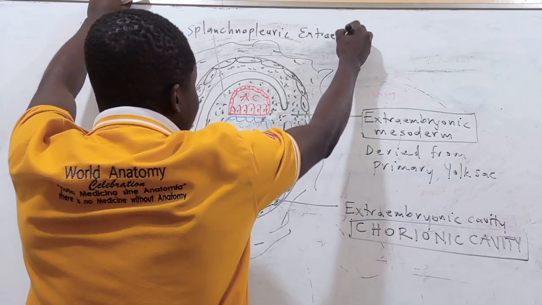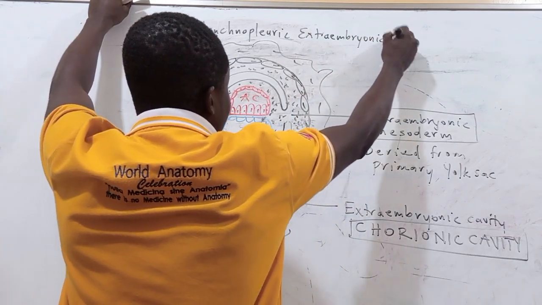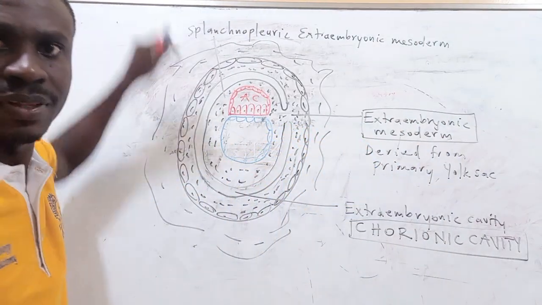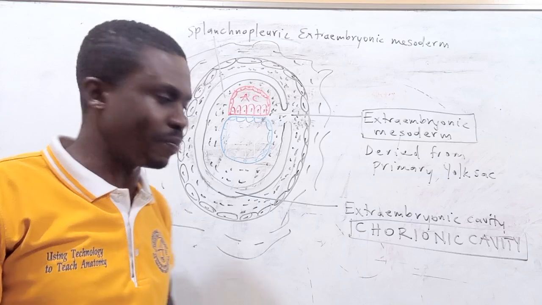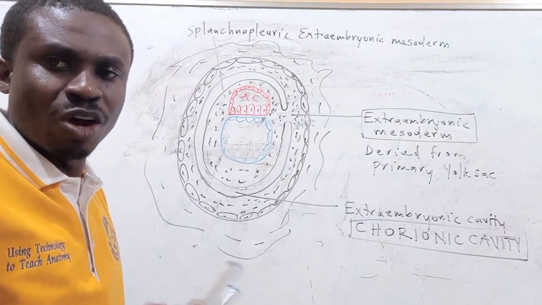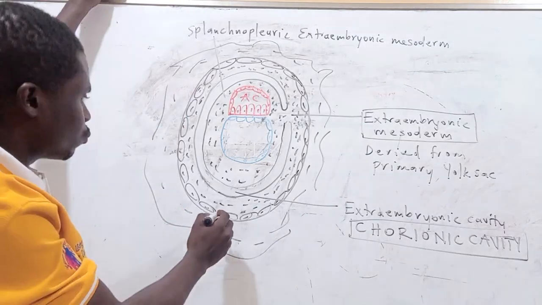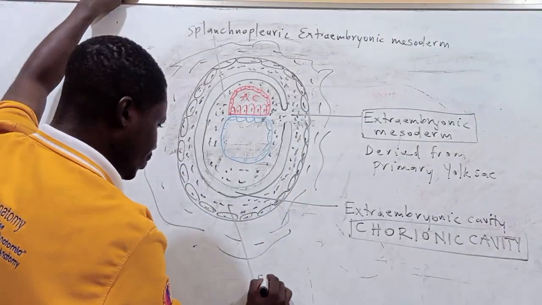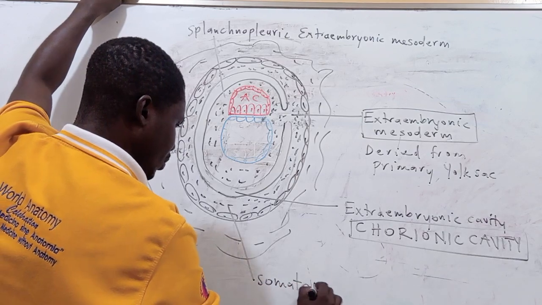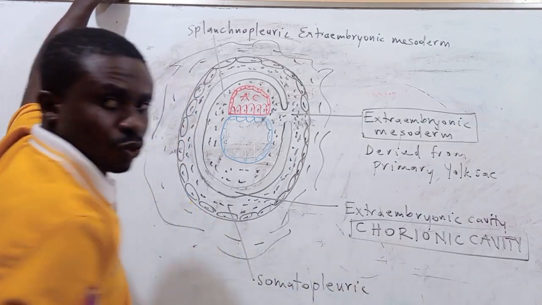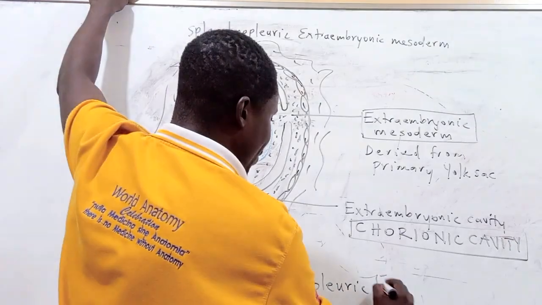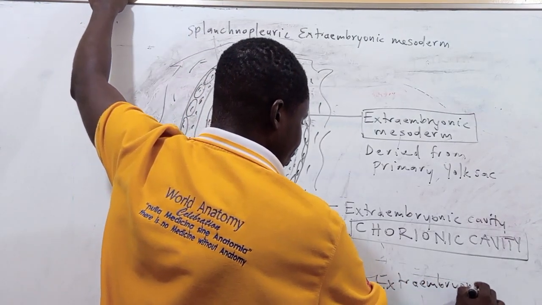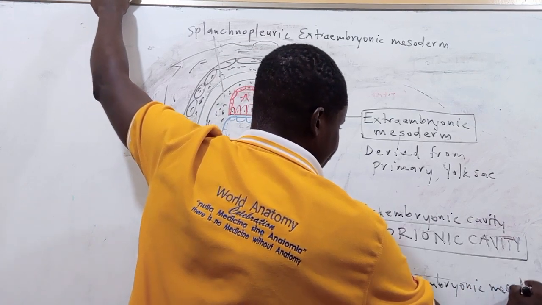Splanchnopleuric extra embryonic mesoderm. And anything further away from the yolk sac, toward the body wall, will be called somatopleuric. So this layer, somatopleuric extra embryonic mesoderm.